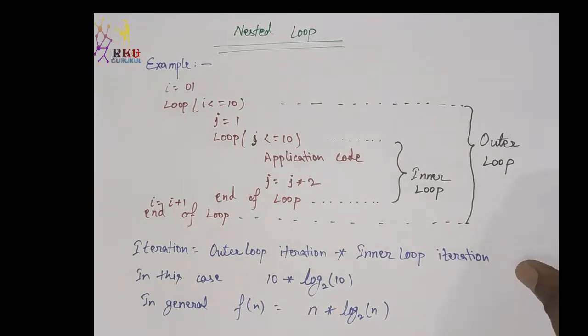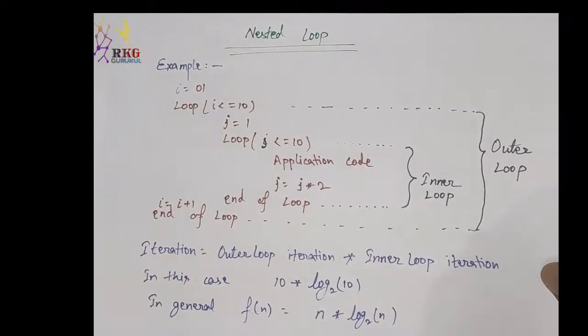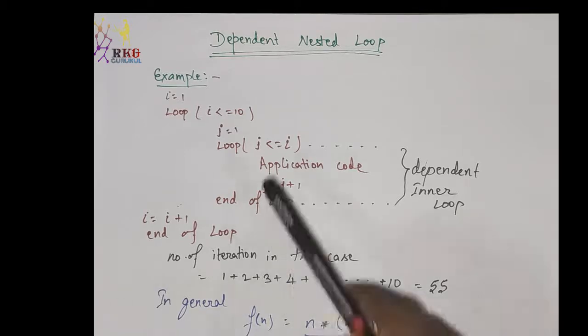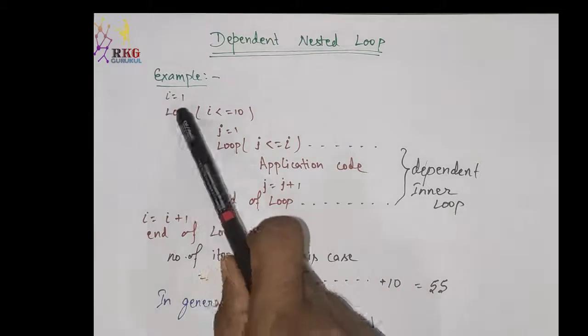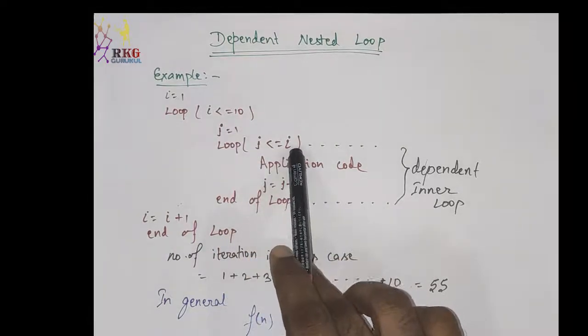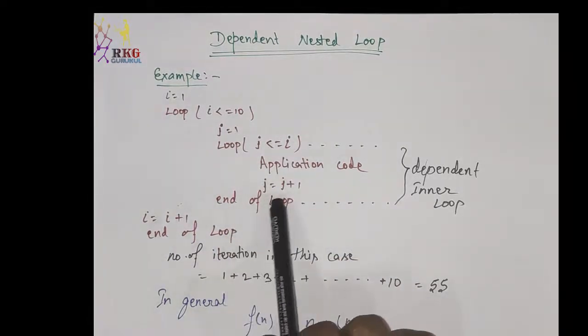Let's take some more examples. Dependent nested loop. Dependent nested loop means that if there is a nested loop and the inner loop is dependent on the outer loop, how are you going to calculate the time complexity function? So let's take this example. I starts from 1 to 10 and each time it is going to increase by 1. J starts from 1 to less than or equal to I and J is equal to J plus 1.